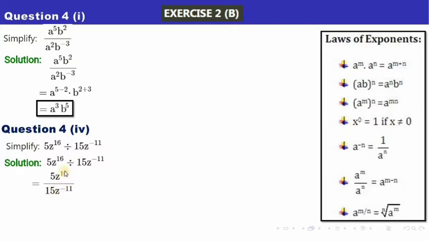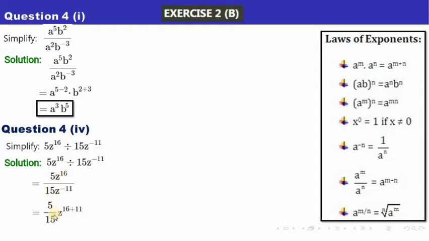Now this 5 and 15, don't worry about this. Let's see what happens here. If you observe this one, b square by b to the power minus 3 is going to be the same here. When you make use of this law, this minus 11 goes up and becomes plus 11. So that's why it is 16 plus 11.